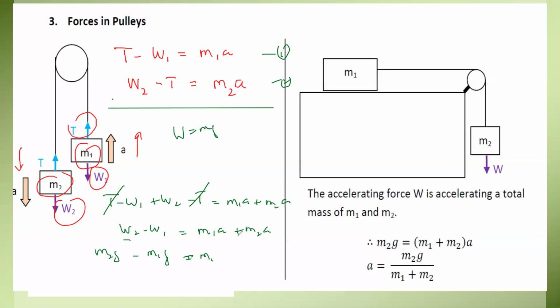If we take A common from here, it will be M1 plus M2 into A. If we take G common from this, this will become M2 minus M1 into G divided by this whole factor M1 plus M2. So using this formula, when two objects are accelerating vertically, I can work out the acceleration directly, which is M2 minus M1, the difference of the masses, the greater mass minus the smaller mass, divided by the sum of the masses, into gravity.